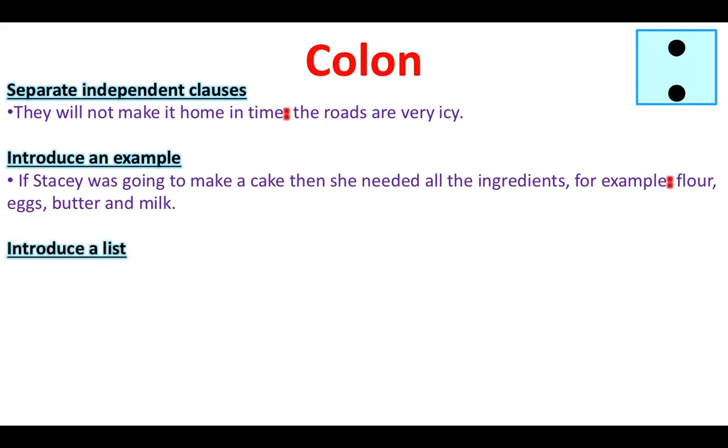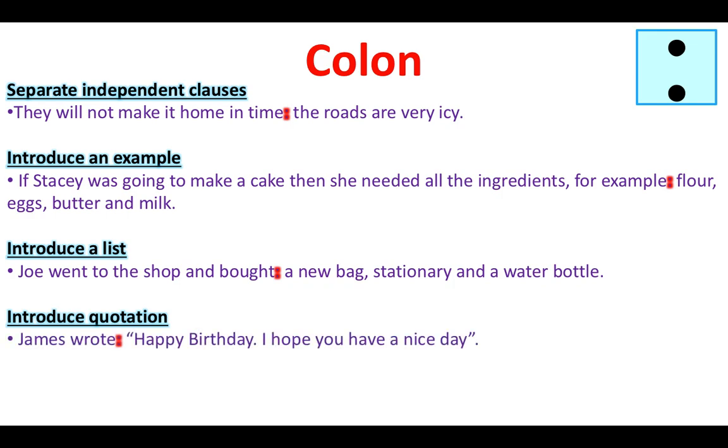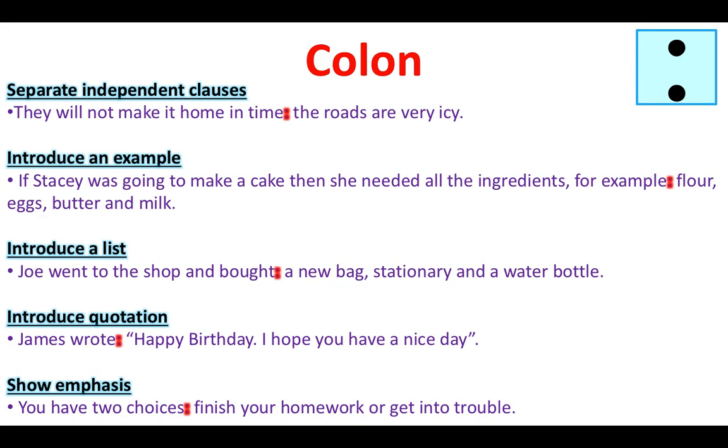To introduce a list, an example of this is: Joe went to the shop and bought a new bag, stationery, and a water bottle. To introduce a quotation, the example of this is: James wrote, "Happy birthday. I hope you have a nice day." Lastly, to show emphasis, an example of this would be: you have two choices. Finish your homework or get into trouble.